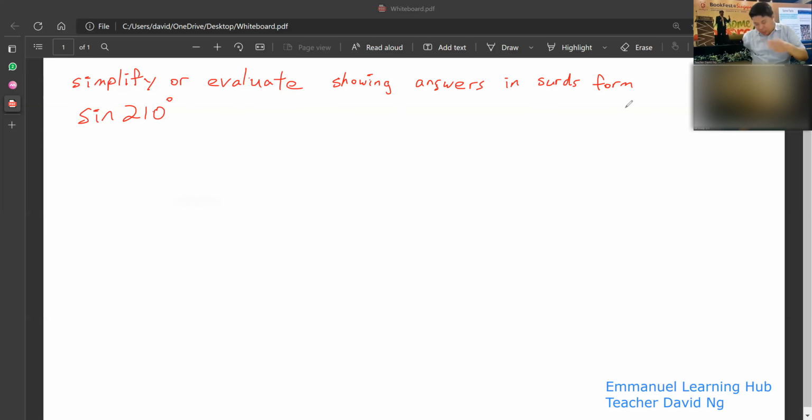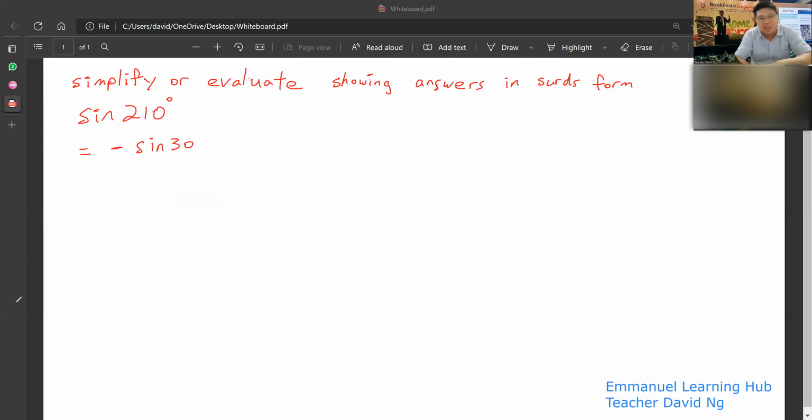They don't want you to press calculator, sine 210, then get the answer, then write the answer. That's not what they want you to do. They are not testing whether you know how to press the calculator or not. They are testing whether you know how to manipulate using your surds. So sine 210 degrees. Identify the quadrant. The quadrant is the third quadrant. The basic angle is 30 degrees. Agree? Third quadrant, so sine is negative. Understand?